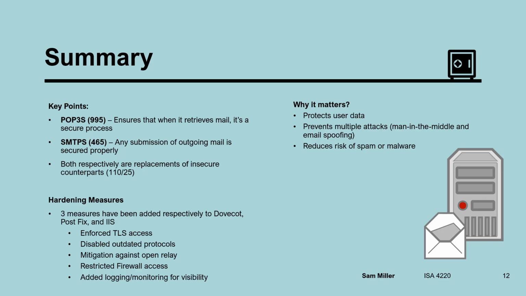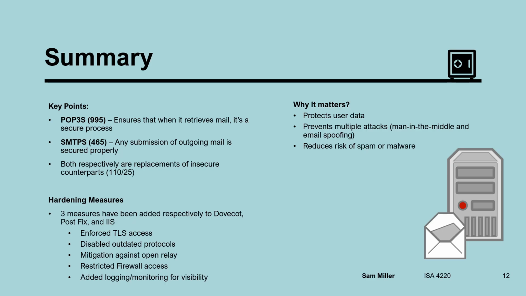So in summary, because I know I spoke a lot about a lot of different technical stuff in configuring and hardening recommendations, let me boil that into some key points. POP3S is going to be on port 995 for security reasons for the retrieval of emails. SMTPS is going to be on port 465 and secure the submission of outgoing mail. Both are replacing their insecure counterparts like port 110 and 25. And then the hardening recommendation measures across Dovecot, Postfix, and IIS include enforcing TLS, disabling outdated protocols, mitigating open relay, firewall restrictions, and enabling logging.